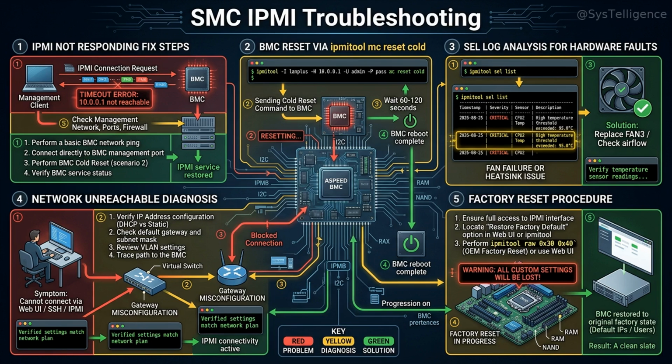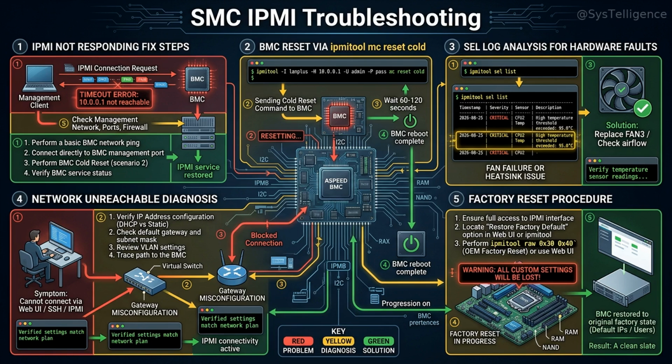Supermicro IPMI has specific troubleshooting steps when things go wrong. If IPMI is not responding, first verify the IPMI IP is reachable with ping. If ping fails, check the dedicated IPMI NIC port is connected to the management network. If the IPMI web UI loads but is slow, clear the browser cache and try again. If ipmitool connection times out, verify the IPMI credentials are correct.